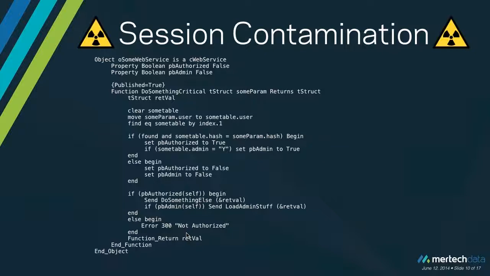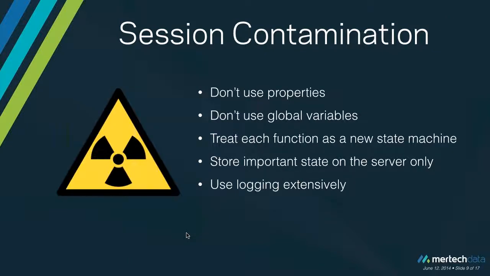Essentially, if we go back here, you'll see that there are a few things we should avoid. One, the use of properties. Second, the use of global variables, which essentially have the exact same risk associated with them. This third item is very important.